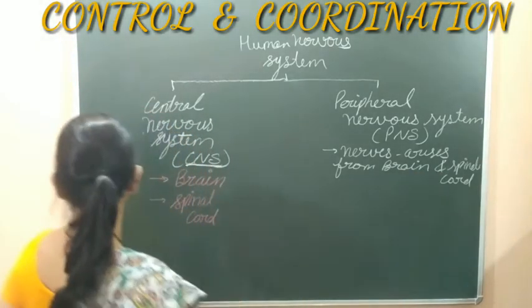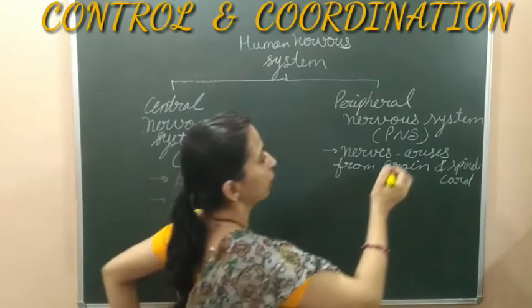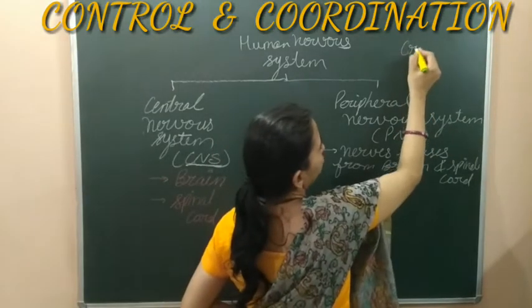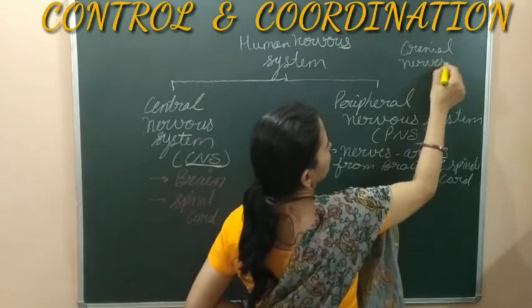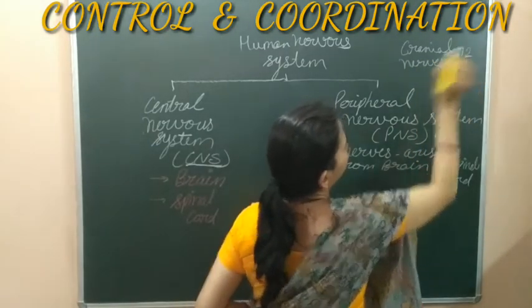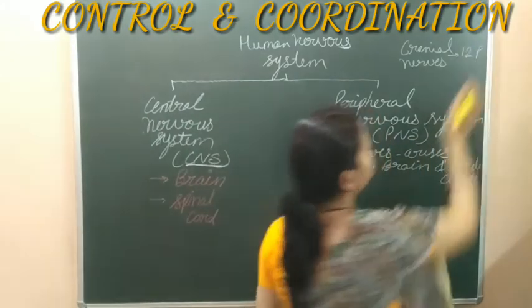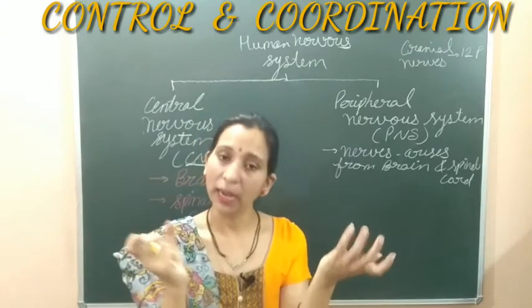Let's see what these are. The nerves which arise from the brain. अब इनके अंदर कौन कौन सी नर्व आ जाएंगी ये देखते हैं. The nerves which arise from the brain are known as cranial nerves. उन्हें हम बोलते हैं cranial nerve. And these nerves are 12 pairs. We have 12 pairs of cranial nerves. And these 12 pairs of cranial nerves join the complete parts of the head region.